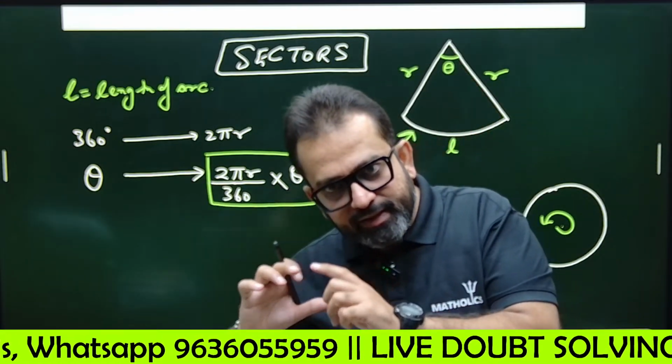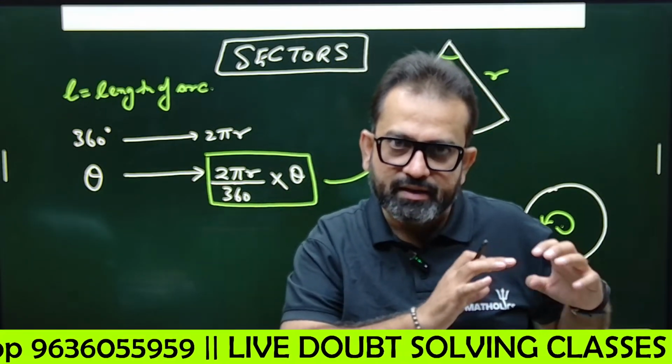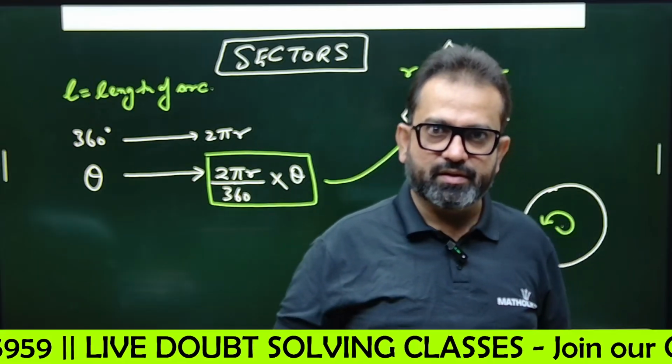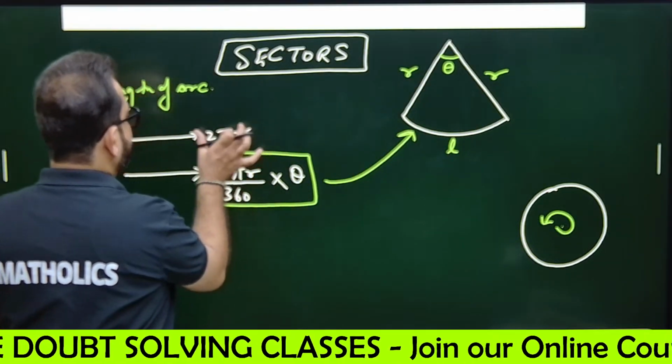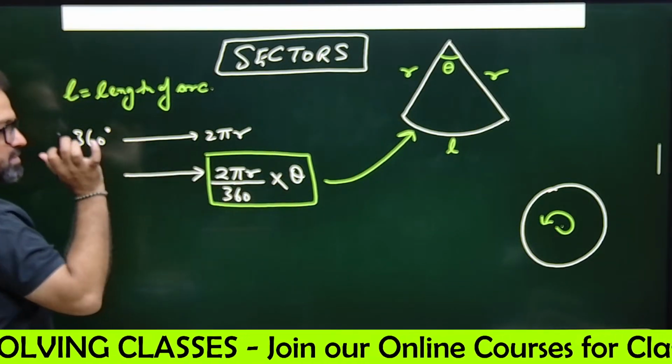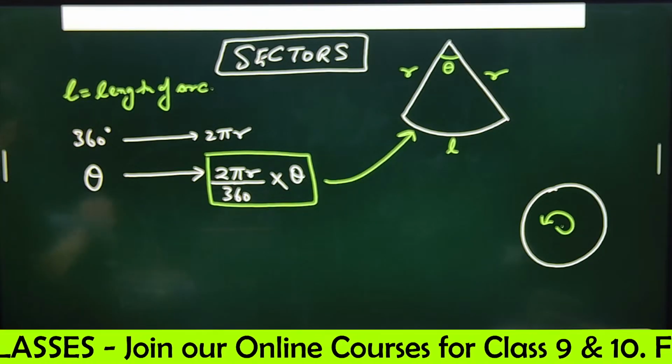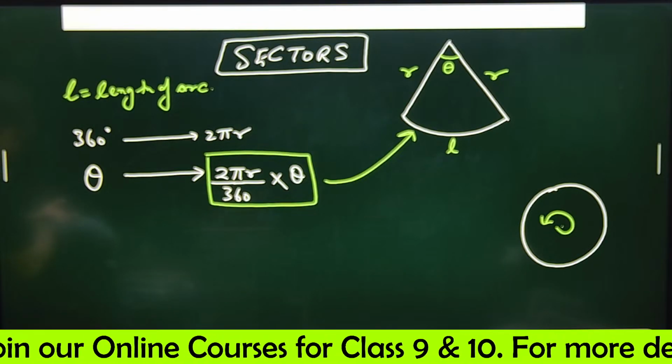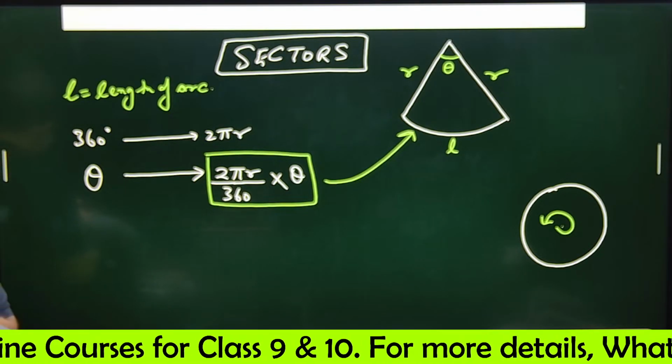So the angle is theta. What will be the length of arc? Unitary method. You just divide 2 pi r by 360 and multiply it by this theta. Got it? Sorted? Can I move forward?